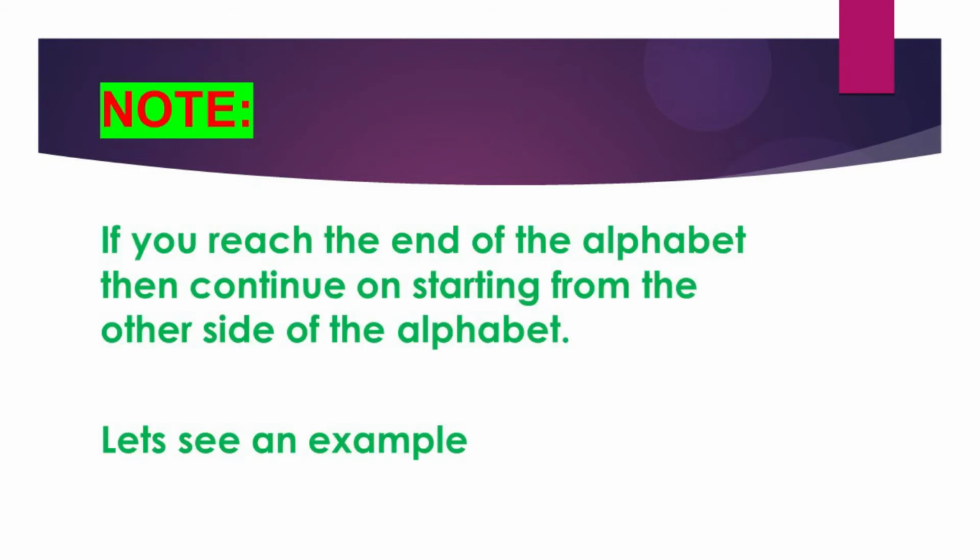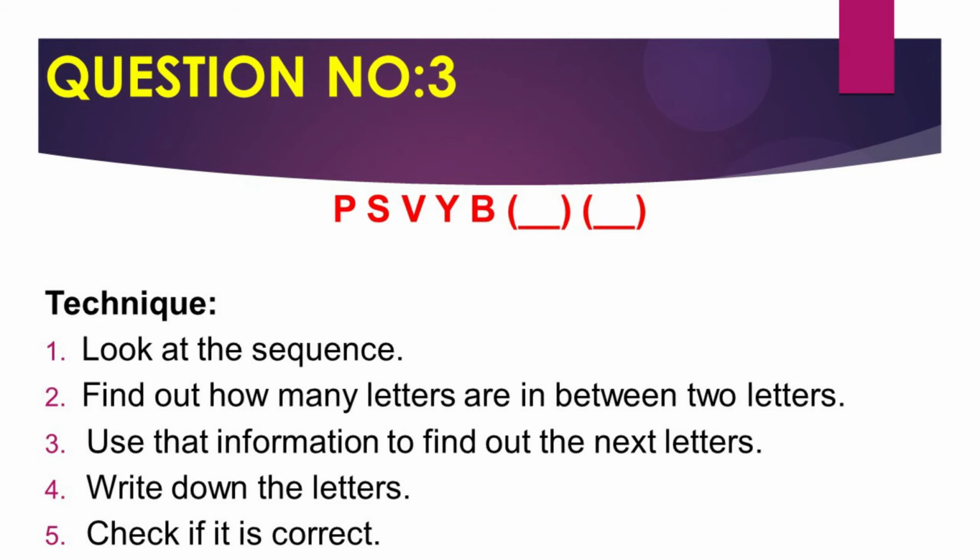Another quick note. If you reach the end of the alphabet, then continue starting from the other side of the alphabet. So pretend there is another alphabet starting with A just after Z. Let's see the example for this type. Question number 3. P, S, V, Y and B. Then there are two gaps. That means we need to find two letters. Let's use the technique as before and work out the answer. First, look at the sequence.